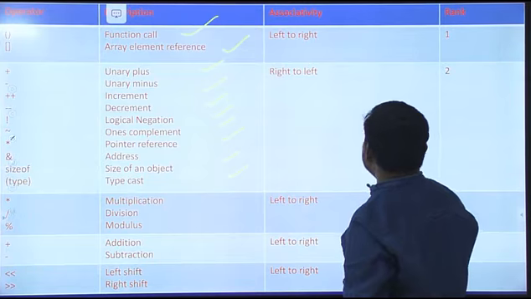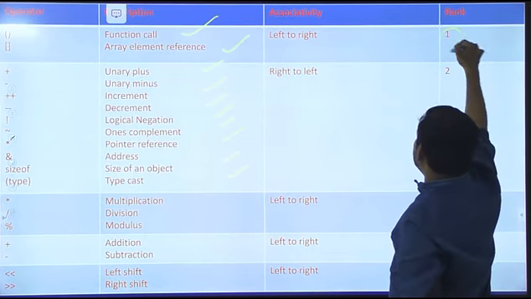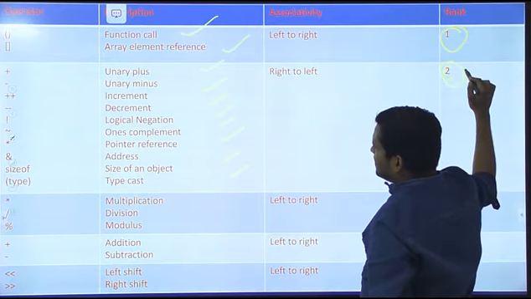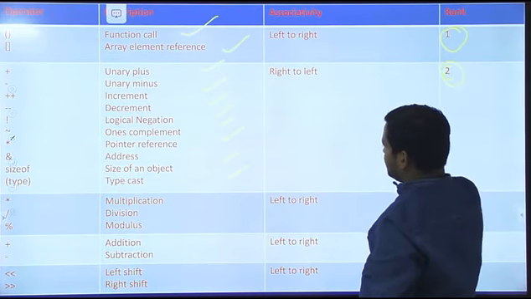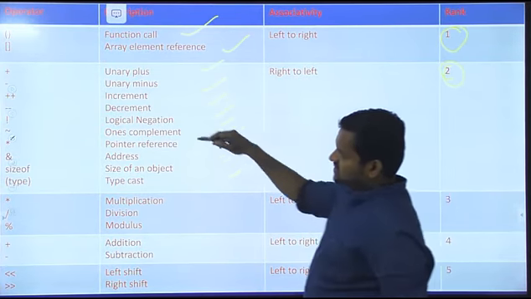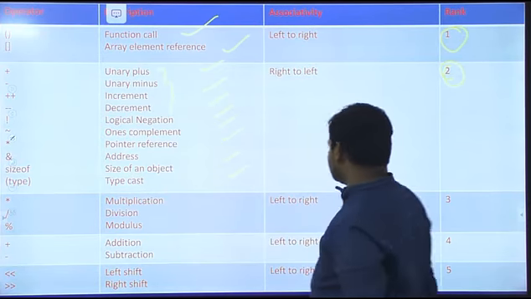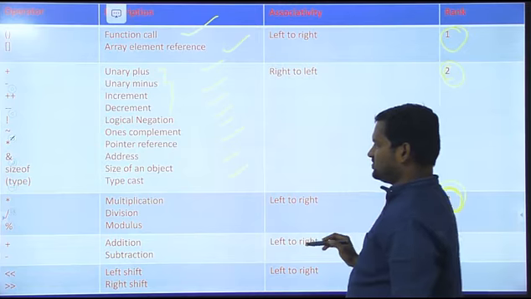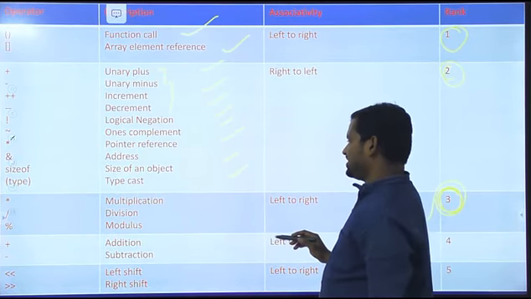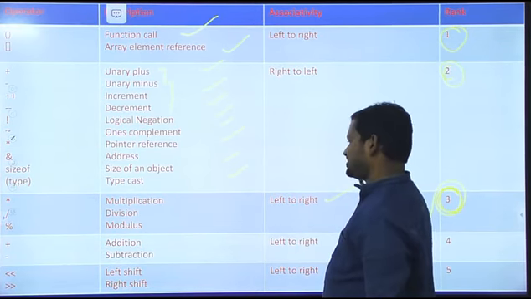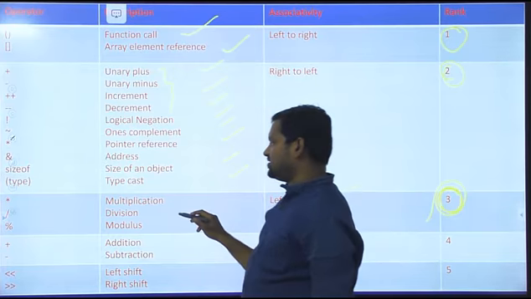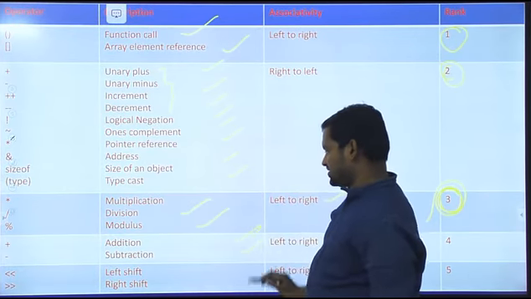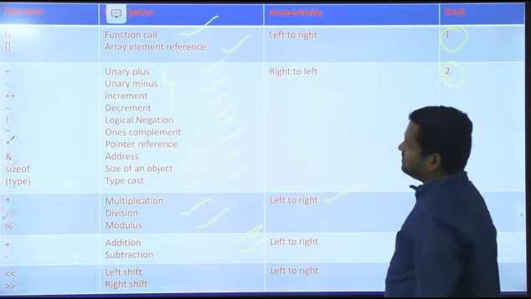So rank 1 we gave to these operators. After that, rank 2 is for these operators, unary plus and unary minus, which have their own precedence. And the third category comprises multiplication, division, modular division, addition, and subtraction.